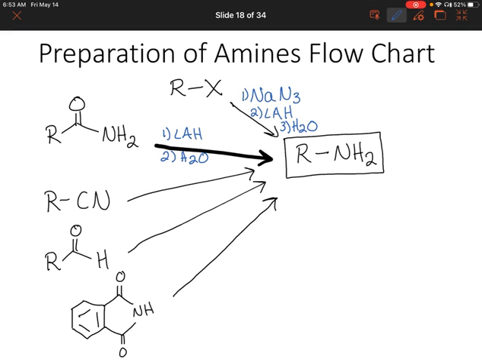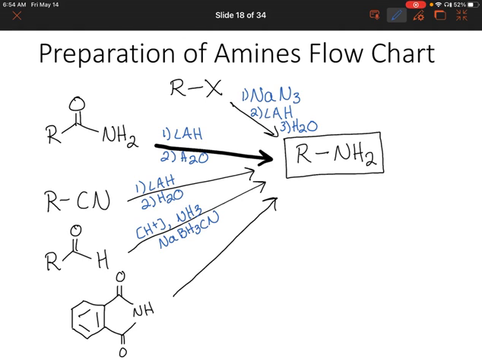What about our nitrile? Same thing, right? We would just reduce it. What if we have an aldehyde or a ketone? Well, we just saw with reductive amination that we can use catalytic acid, ammonia, and then sodium cyanoborohydride.